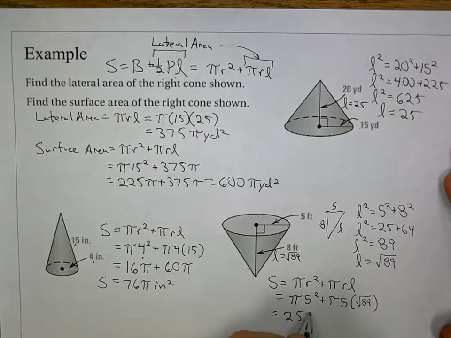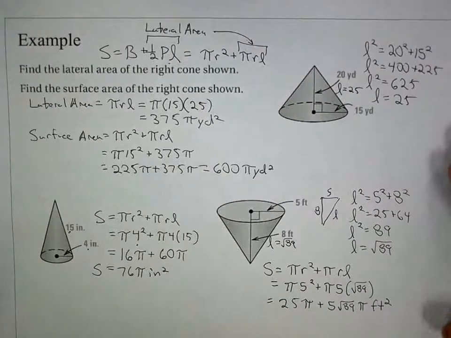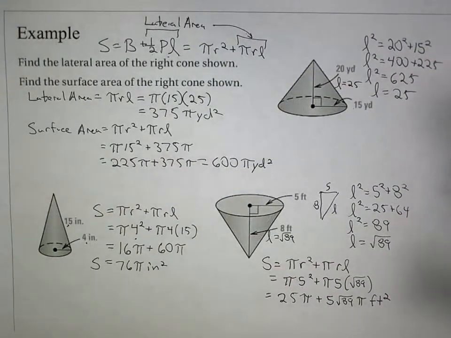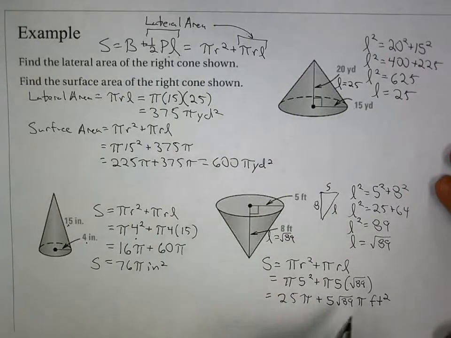I get 25 pi plus 5 root 89 pi, and this is simplified in terms of pi and simplified radical terms. It's not a very nice answer. It would work. It's accurate. If we then went to plug it in our calculator and round it off for a decimal, it would not be as accurate. It would be an approximation. So that would work, but to give us an idea, that is 162.1 feet squared once we plug it in.